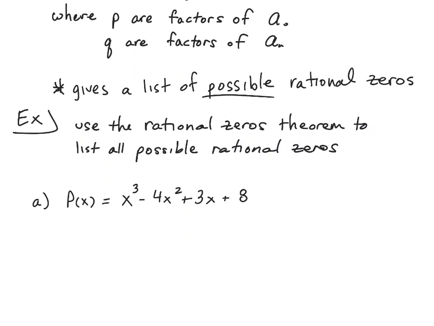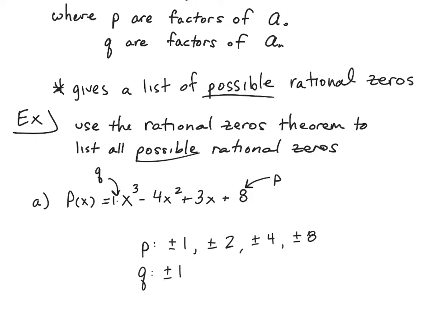And what I mean by that is, here's an example. So we have a polynomial x to the third minus 4x squared plus 3x plus 8. We're going to use the rational zeros theorem to list all possible rational zeros. So according to the rational zeros theorem, factors of 8 would be our values for p. So the factors of 8 are plus or minus 1, plus or minus 2, plus or minus 4, and plus or minus 8. Those are all the factors of the constant 8. Now q is the leading coefficient, so the factors of 1 are just plus or minus 1.